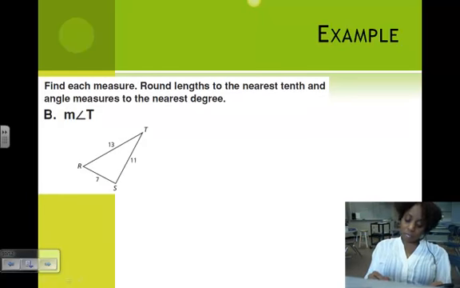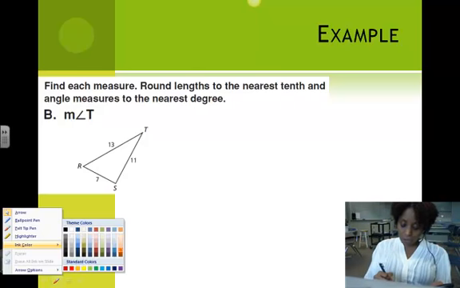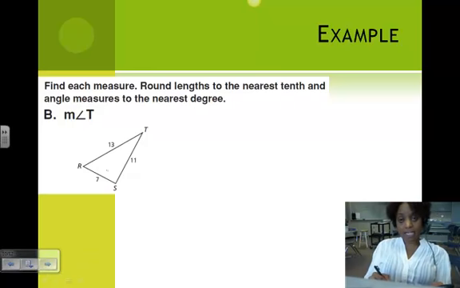Okay, in this one it says find each angle, and this time we're looking for angle T. Now notice we're going to use the law of cosines because they gave us 3 sides. So we have side, side, side, and that's the law of cosines. So if we're going to look for angle T, across from angle T is the 7, side RS, so that's what we have to start with.